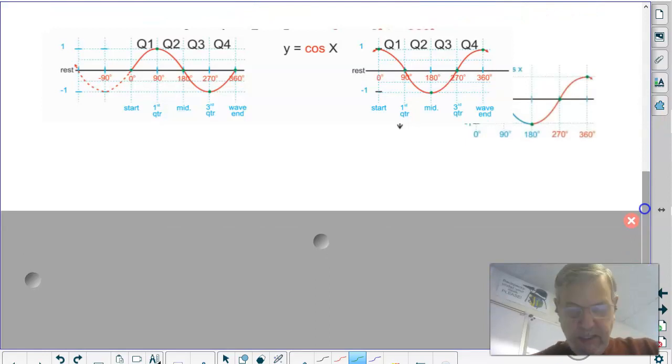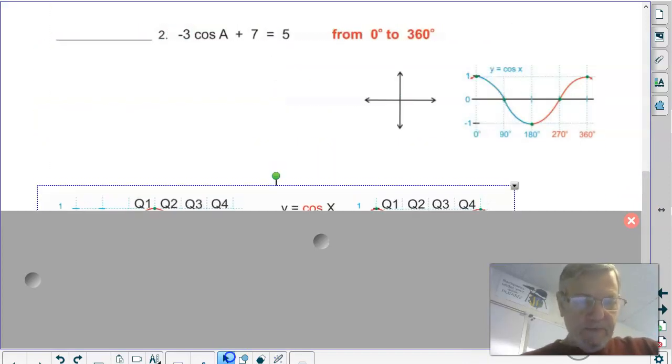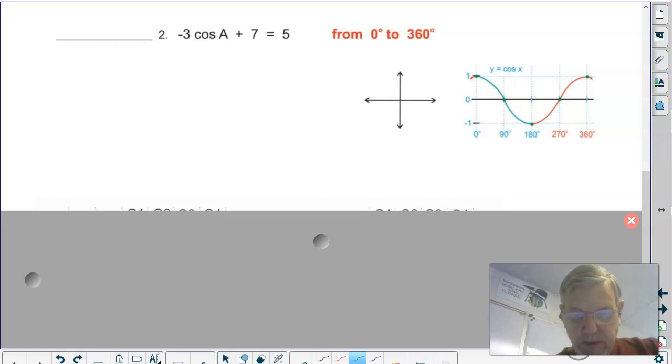Number 2. All right, let me get my pattern out of the way here, and we'll get rolling with number 2. Okay, so in this, again, we're going to isolate the variable. So I've got to move that 7. I'm going to add a negative 7 to both sides. It's going to make that a negative 2. I'm going to divide both sides by negative 3.